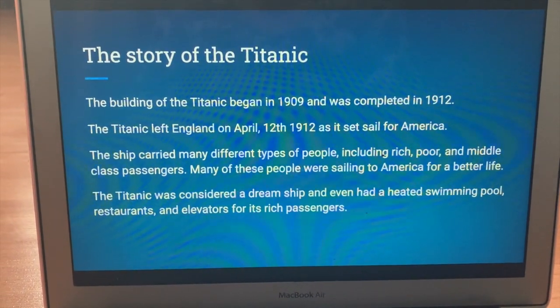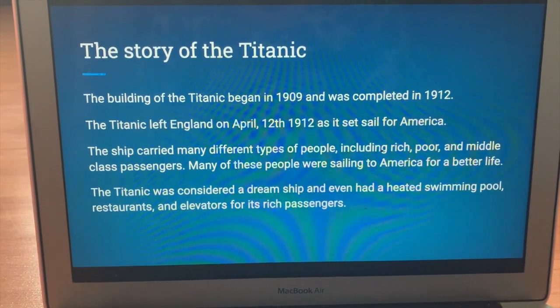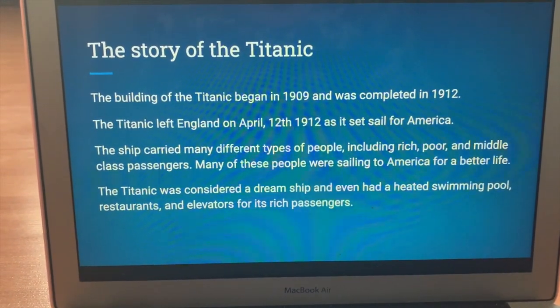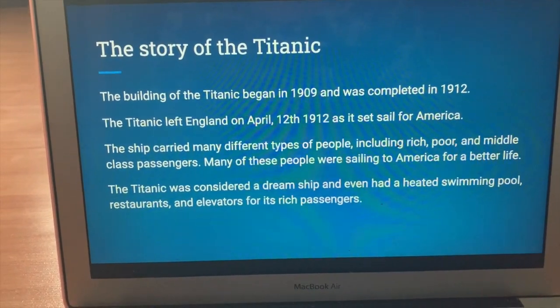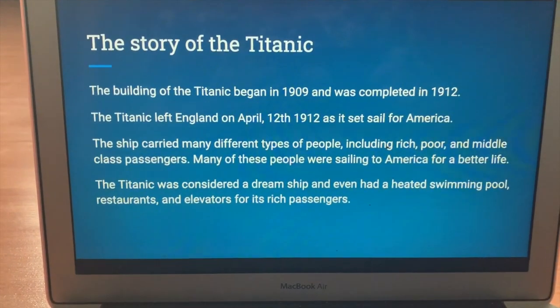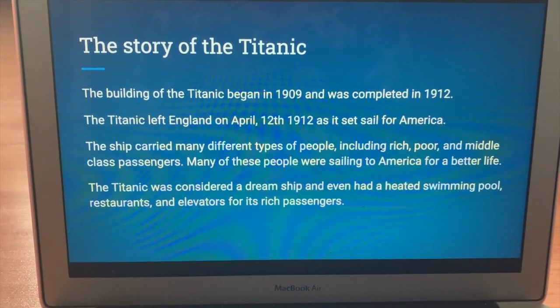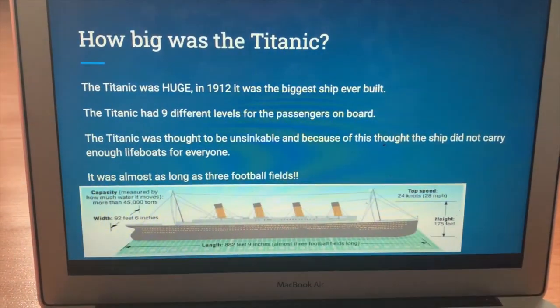Whereas the people that were rich, a lot of them were just looking at this as a vacation, a luxury, because the Titanic was considered a dream ship, and it even had really nice luxury items for these rich people on board. It had lots of restaurants, it had a ballroom, it had a heated swimming pool, it had elevators, it had a whole lot of stuff.